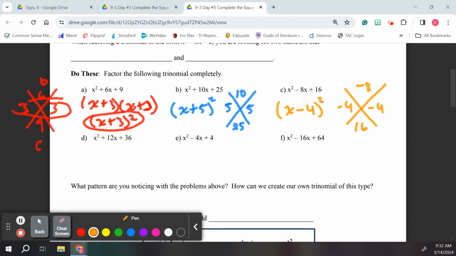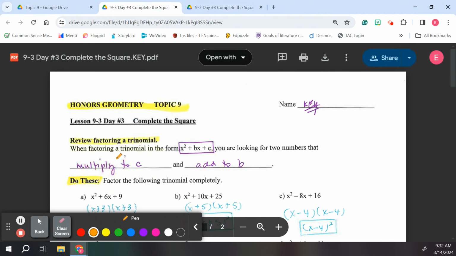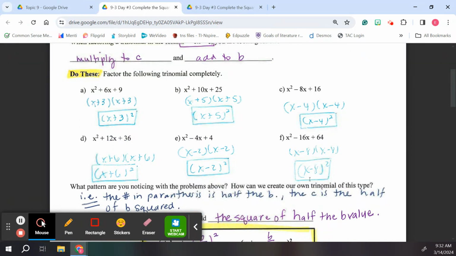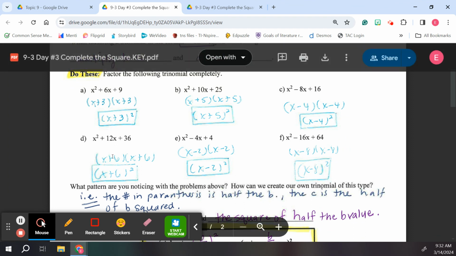Show of hands, who's still working on D through F? All right, let's check them out. So you should have had x plus 6 quantity squared, x minus 2 quantity squared, and x minus 8 quantity squared. Any questions on those three?